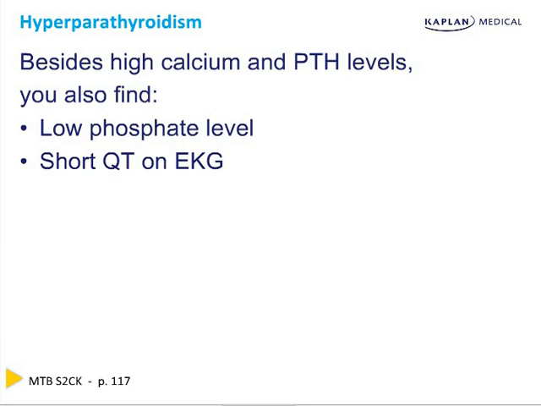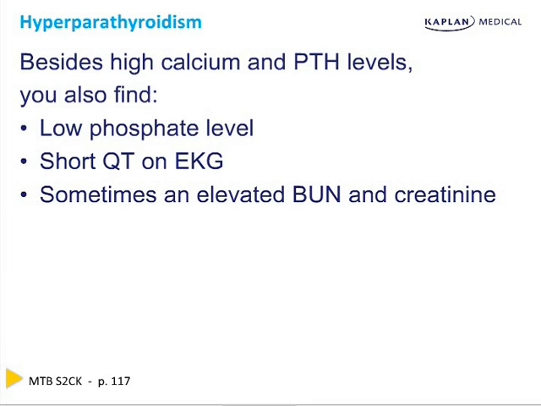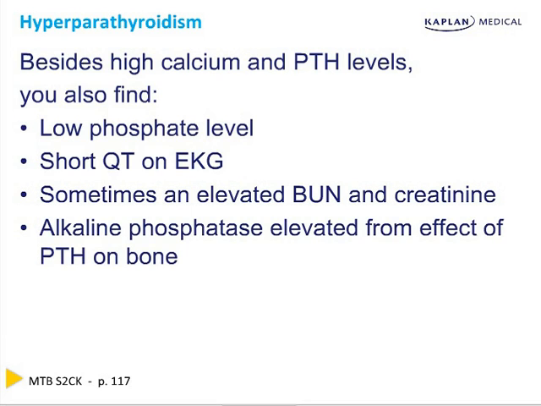Sometimes there's an elevated BUN and creatinine based on how much volume loss there is. And alkaline phosphatase is elevated from the effect of PTH on the bone because parathyroid hormone dissolves bone. That's why we're in this section, because that's how you get hypercalcemia, because PTH melts bone. And an asymptomatic byproduct of that is alkaline phosphatase. But these are all key issues, because if you have bone effect and kidney effect, even if you're asymptomatic, you gotta get those parathyroids removed.